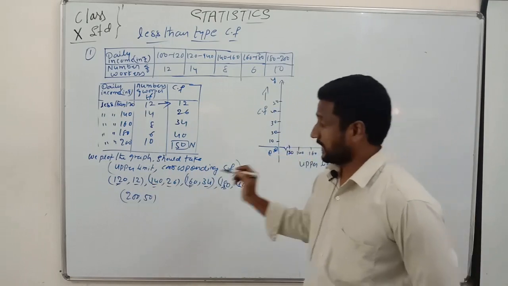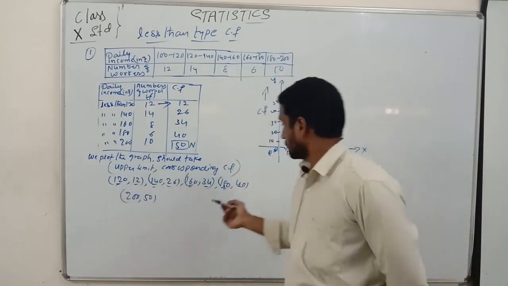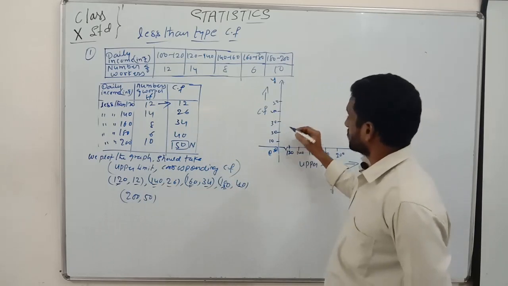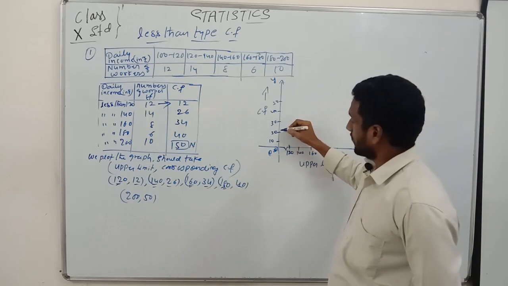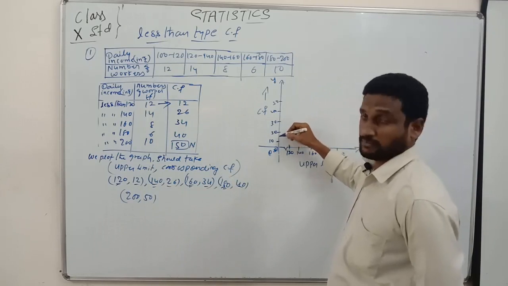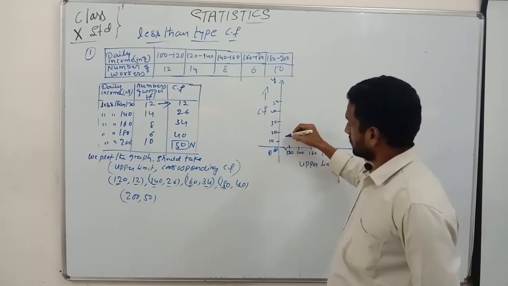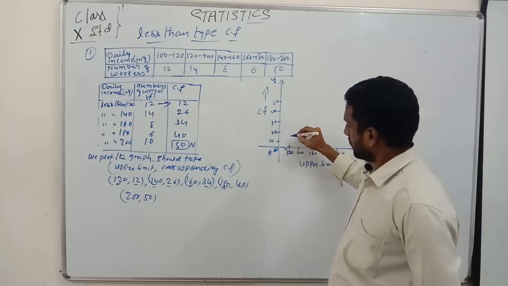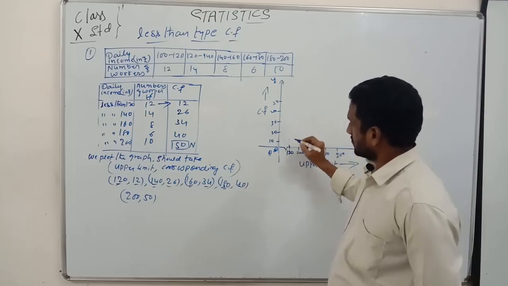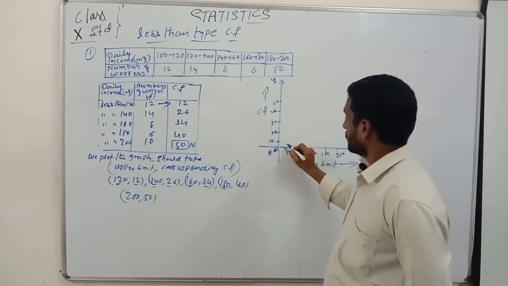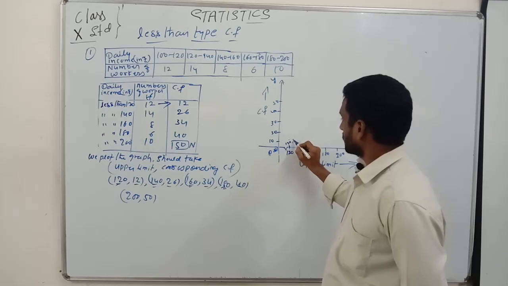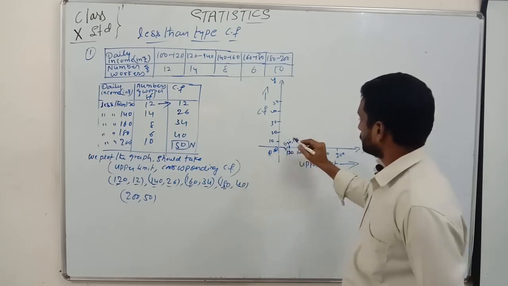So 120 at 12. 120, and 12 means what? After 10, how many lines will there be? There will be 10 lines, so one line means one number increases. 10 means you come 2 lines above the 10. This is 120 at 10.